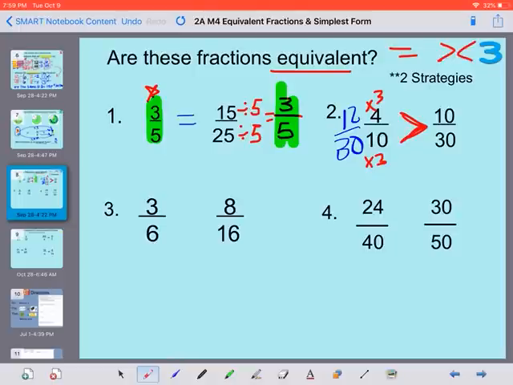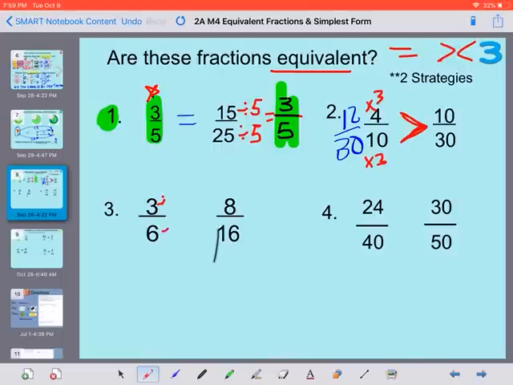Let's do another one just like that. I'm going to actually use this first strategy that I used up here in simplifying both because I know 6 times nothing is going to give me 16 and 3 times nothing is going to give me 8. So I'm not going to use that strategy. So I'm going to just simplify both fractions.